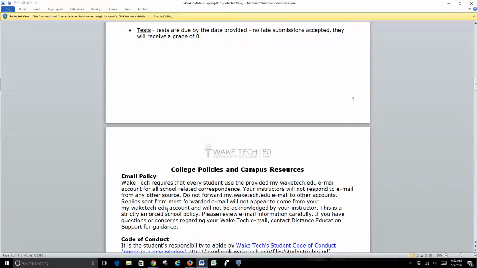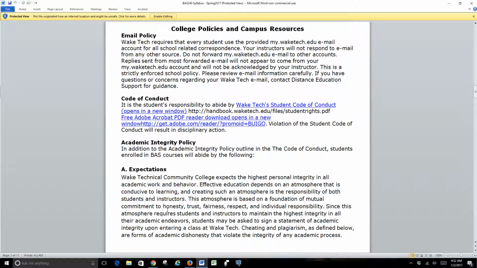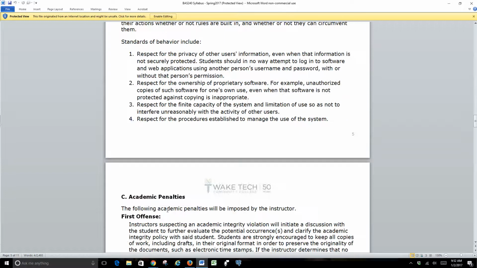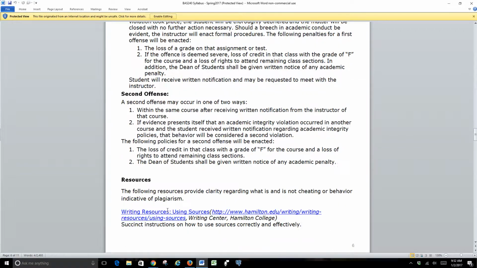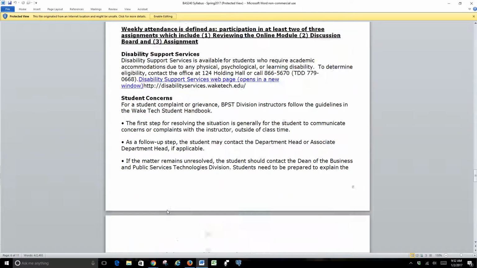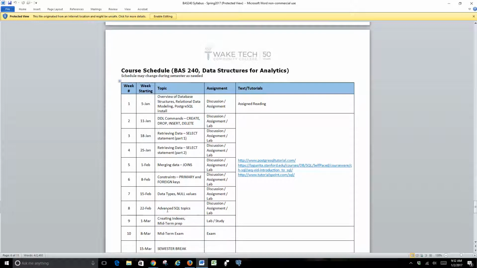All right, so again, a couple pages on campus policies and our college policies and campus resources. Won't go into all those. You guys should be familiar with Wake Tech's instructions on that. So I'll just pass through all that and get right to our weekly schedule here. So this is where it all happens. This is the crux of it.